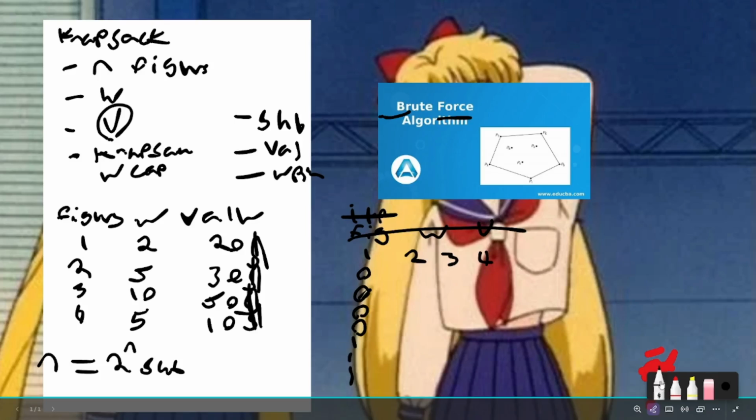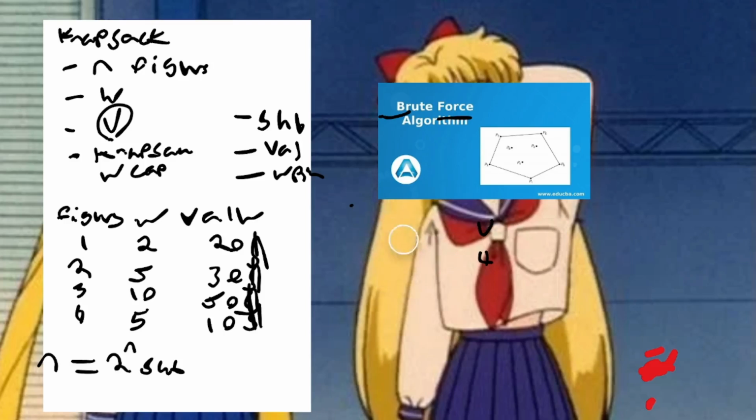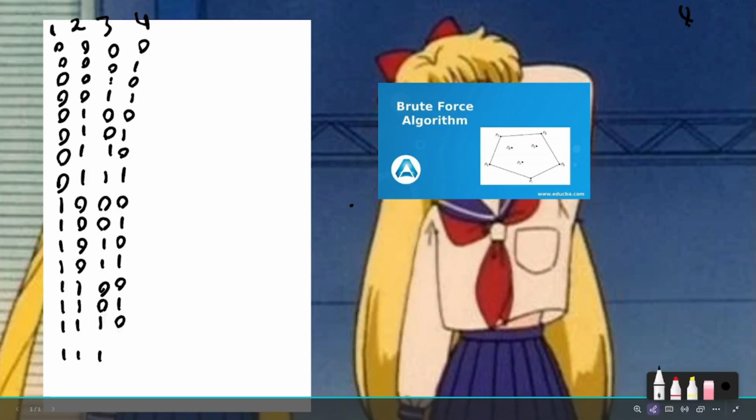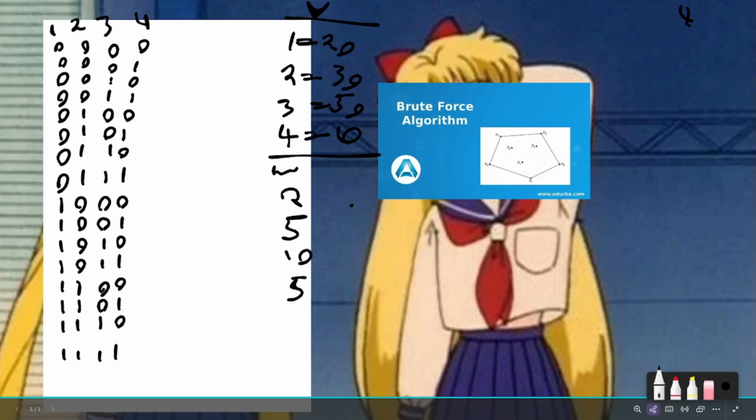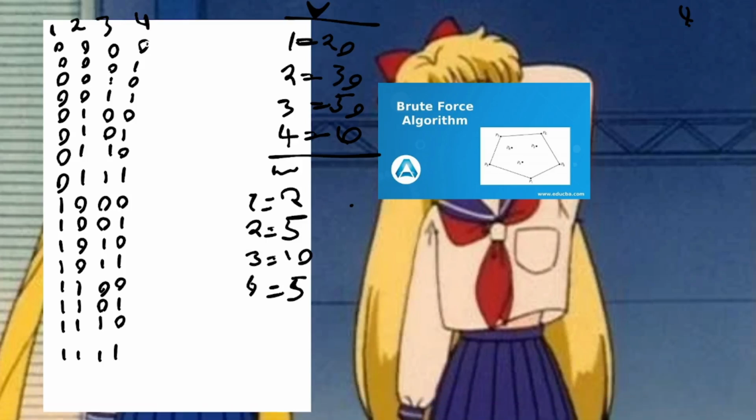Alright, let's try that again. So with every possible subset modeled, we know, oh shoot, I forgot the values. What were the values? Alright, so now just to make it clear, with all that modeled, we can figure out the weights and values of each subset.